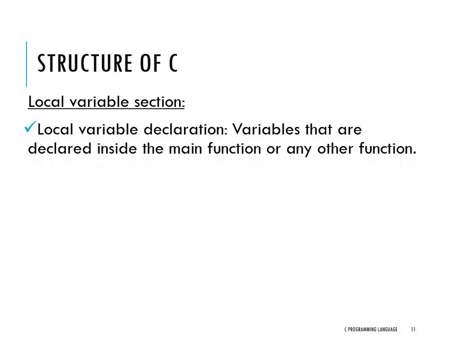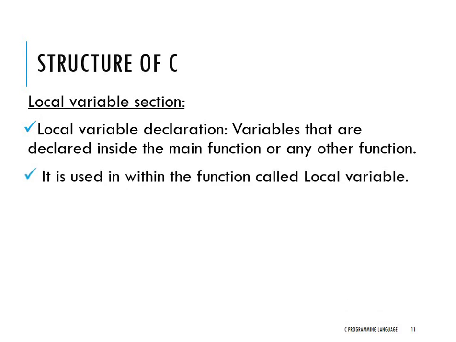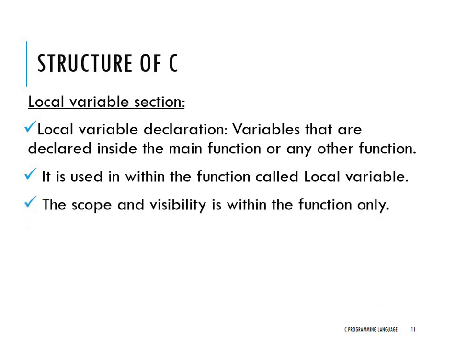First, local variables. Inside the main function we can have local variables. Local variables are those that are declared inside the main function or any other function. We can use these local variables inside that function only. We cannot use them beyond the function. We can use those variables inside a particular function only, so the scope and visibility is within that function only. So this is called local variables.